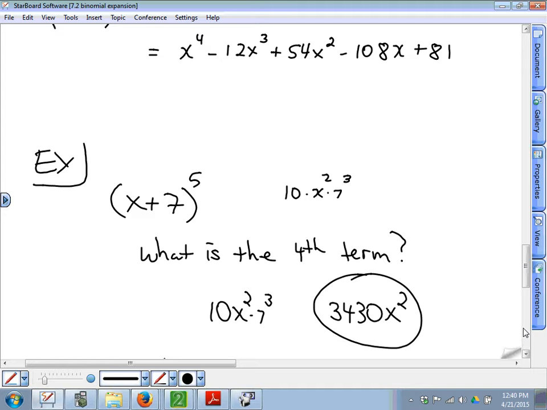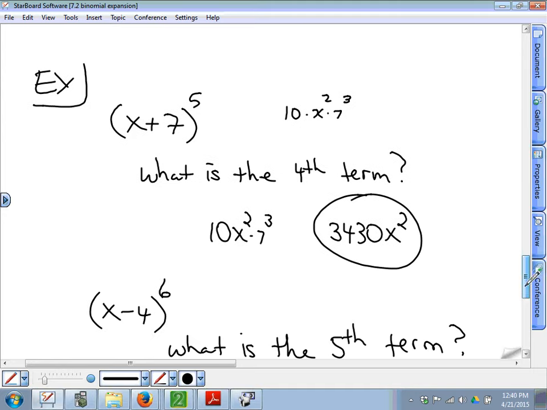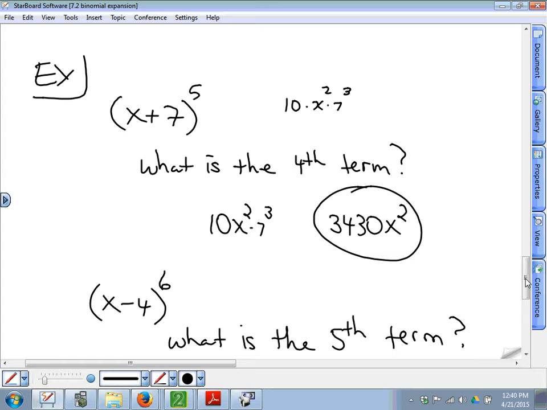Okay, try this one. This is our last problem, then we're done. X minus 4 to the power of 6. What's the 5th term? Go! This was the 4th term.